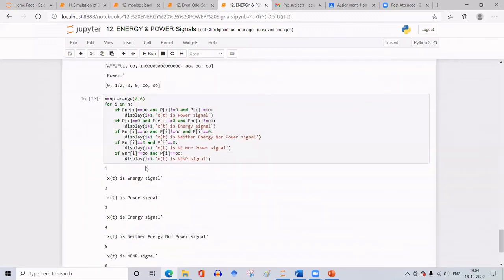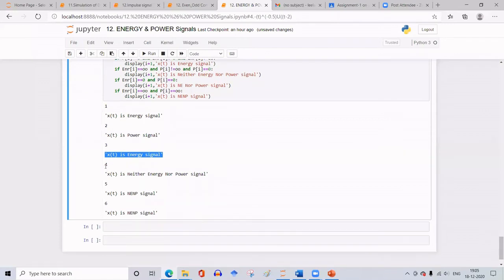Okay. So for the first problem, we have found that x of t is an energy signal. First I have given print I plus 1, because I is starting from 0, but we have designated our first problem as 1. That is why I'm incrementing I to I plus 1. So first problem, x of t is an energy signal. Second problem, power signal. Third problem, if you remember, it is an energy signal. Fourth, fifth, sixth are neither power nor energy signals.